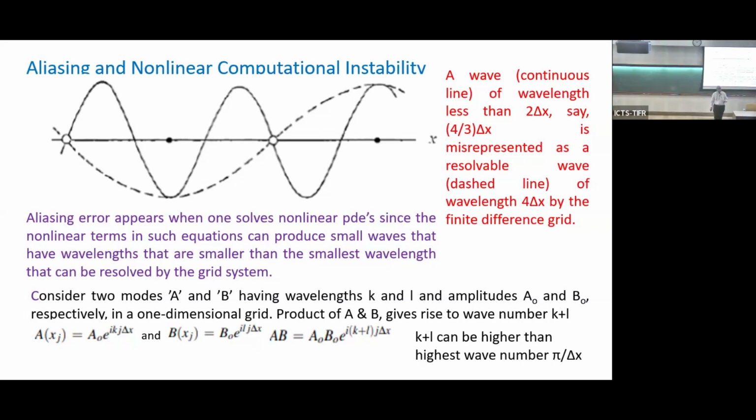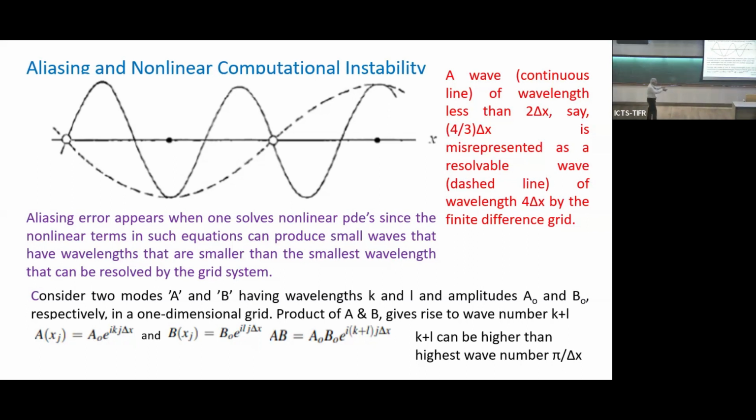Now what happens if you have a nonlinear term? Suppose the grid here is discretized into a grid size of delta x, here also delta x. The highest wave number can have a value of pi by delta x. So k can have a value pi by delta x, and l can have a value pi by delta x. So k plus l can have a value 2 pi by delta x. 2 pi by delta x is larger than pi by delta x. So clearly that's not acceptable.